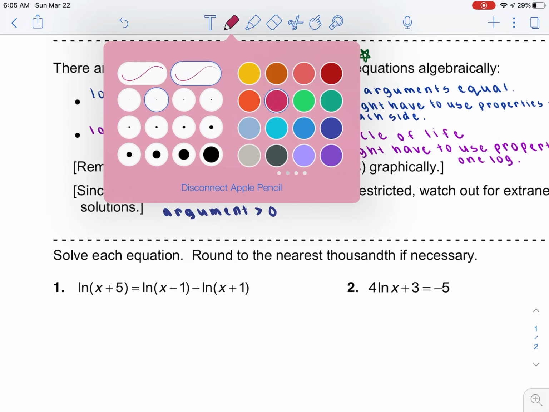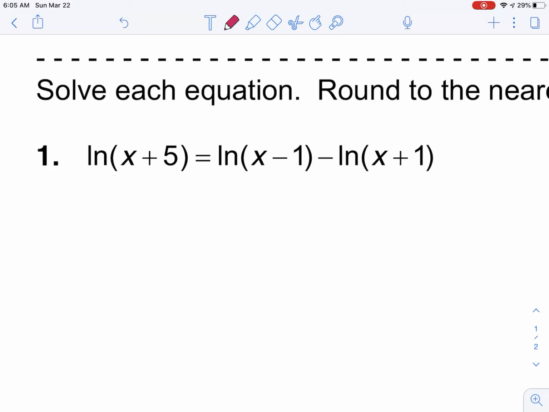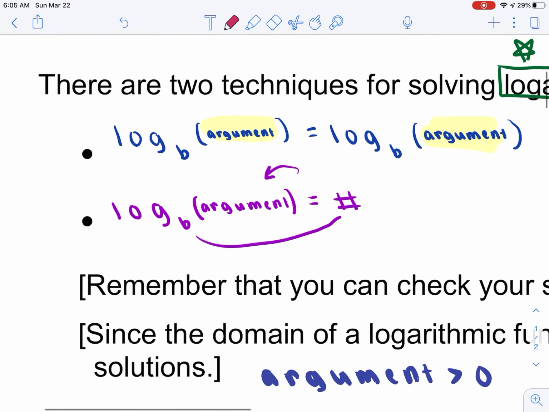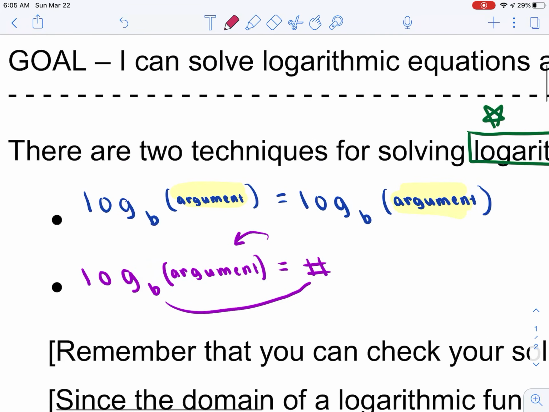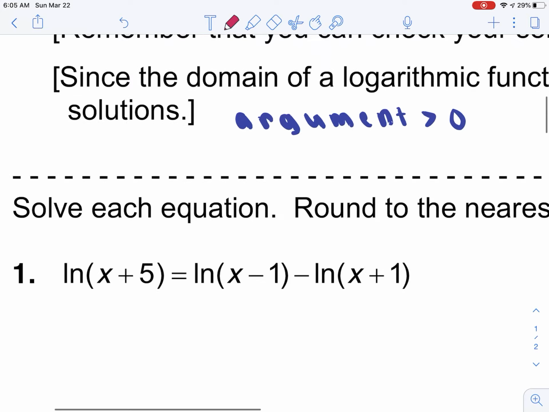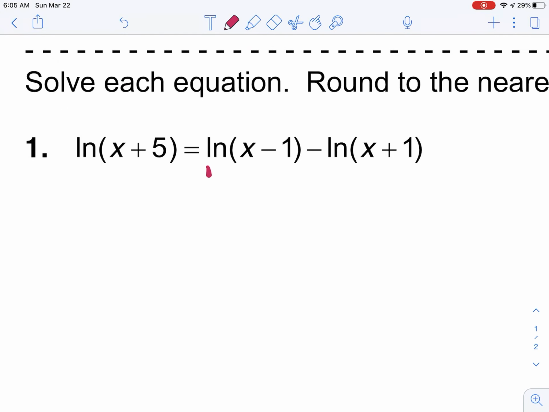So let's start with the first problem. The first problem, we have logs on both sides. So it looks like we're going to be using this first method here, but in order to use the first method, we need one log on each side. So I am going to condense these 2 logs using the properties of logs.